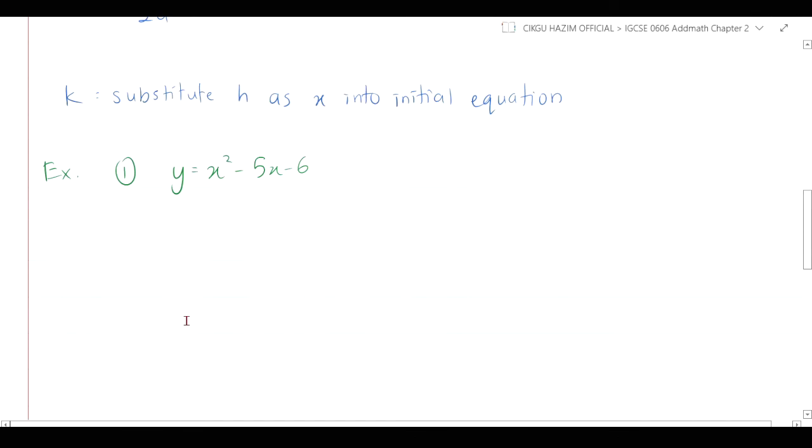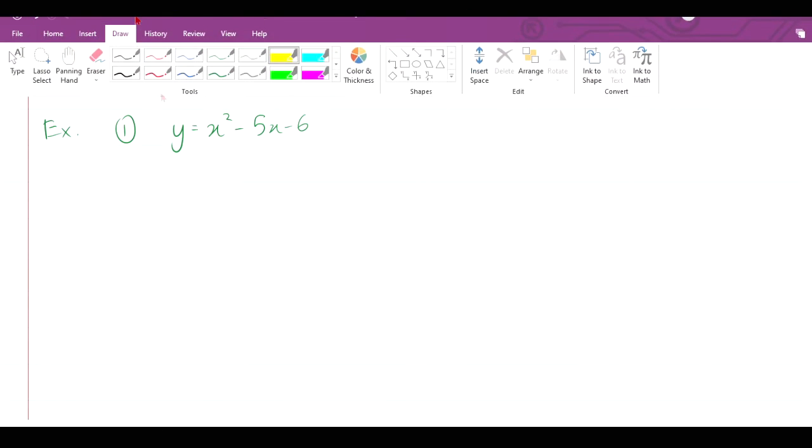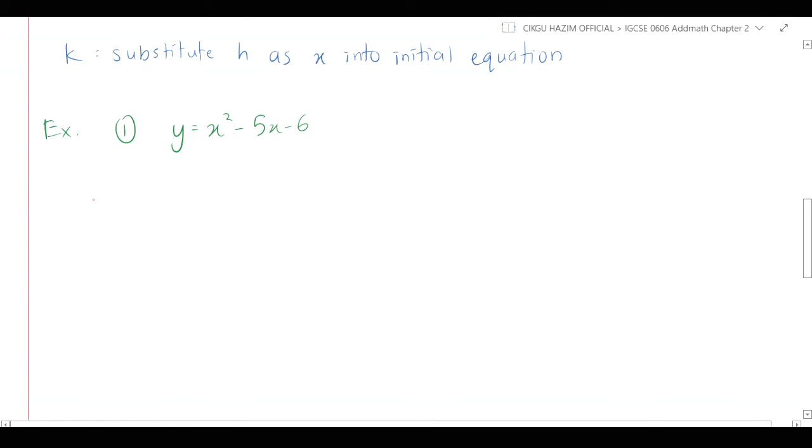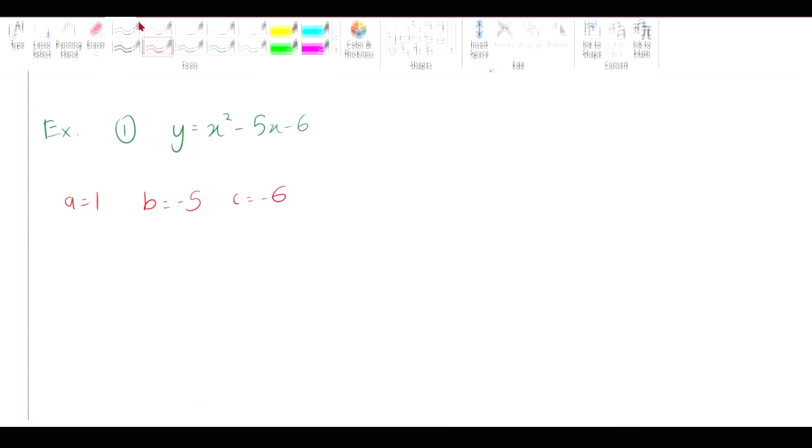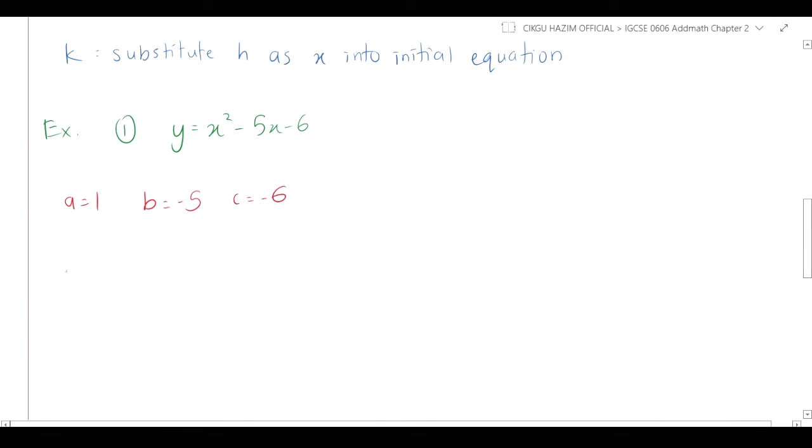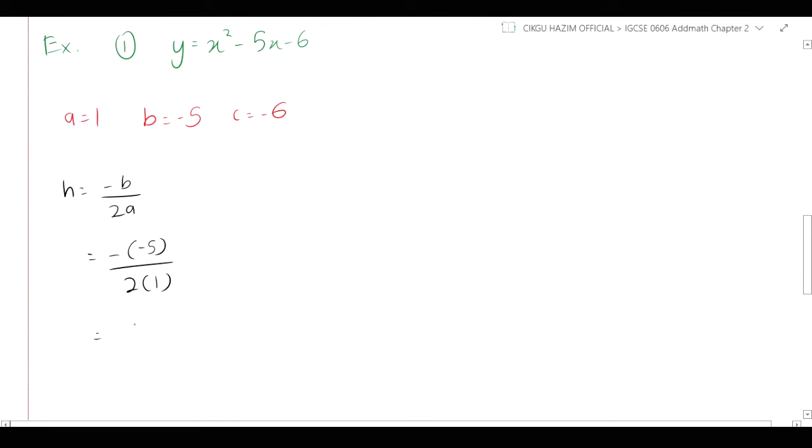Let me show you the example. First of all, you write down the values of a, b, c. A equals 1, b equals negative 5, and c equals negative 6. The method is h equals negative b over 2a. Put it in the formula: negative bracket, your b is negative 5, over 2 multiplied by 1. What will you get? You will get positive 5 over 2, which can also be 2.5. You have already found your h.